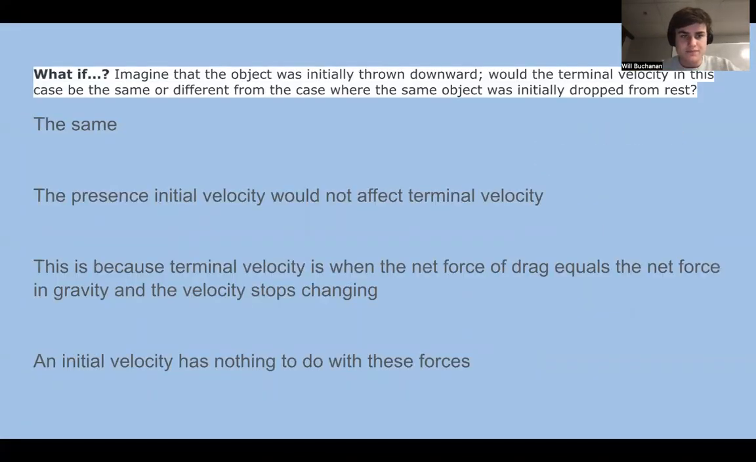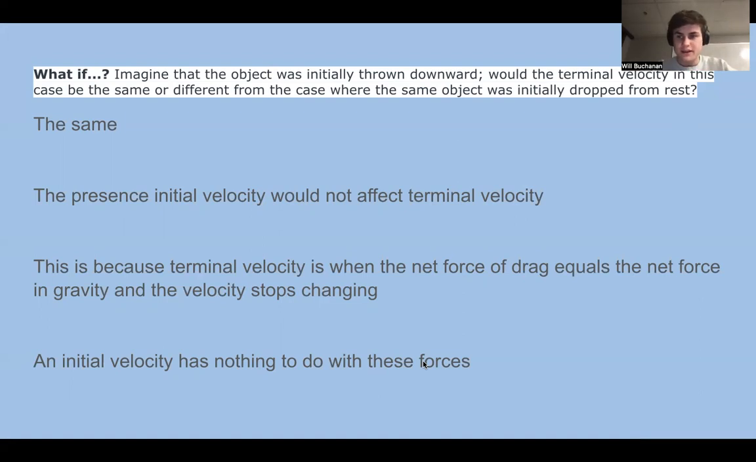So the final question is, what if the ball or object we had was initially thrown downward? Would terminal velocity in this case be affected at all? And the answer is no. Initial velocity would not affect terminal velocity, because terminal velocity is just a matter of when that drag force and net force equal out, and initial velocity has nothing to do with these forces at all.